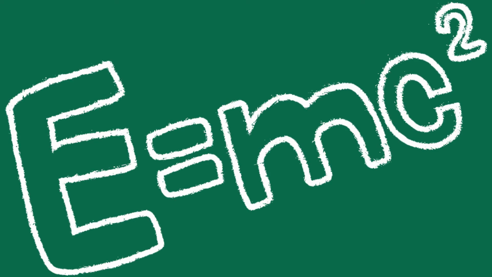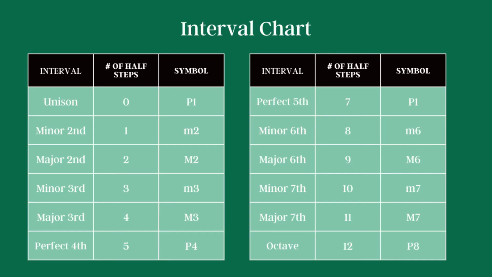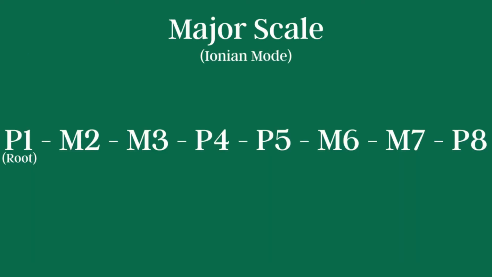If you follow this formula, you will always have a major scale, without fail, starting from any pitch in the alphabet. I'm going to use intervals to build my major scale, so it might be helpful to have that chart in front of you. The major scale is made up of all the perfect intervals and all the major intervals.